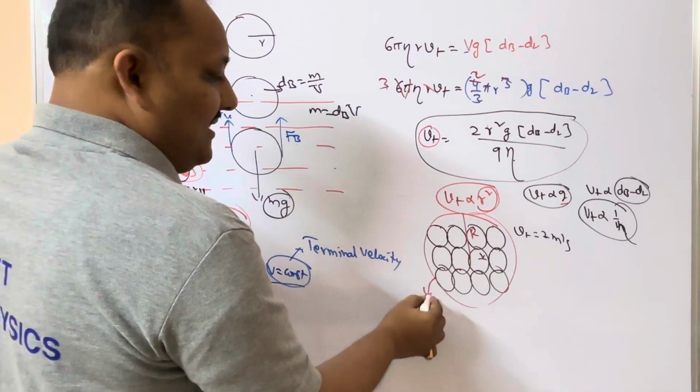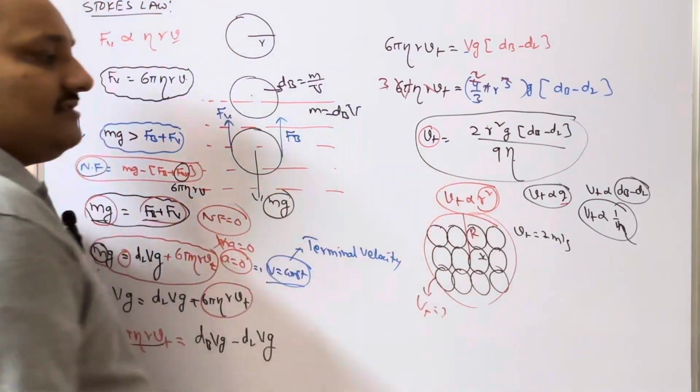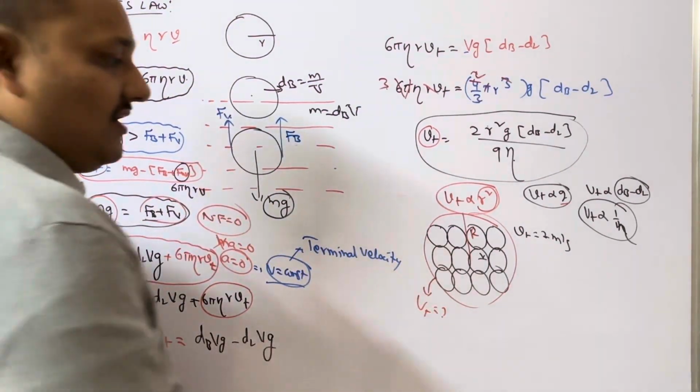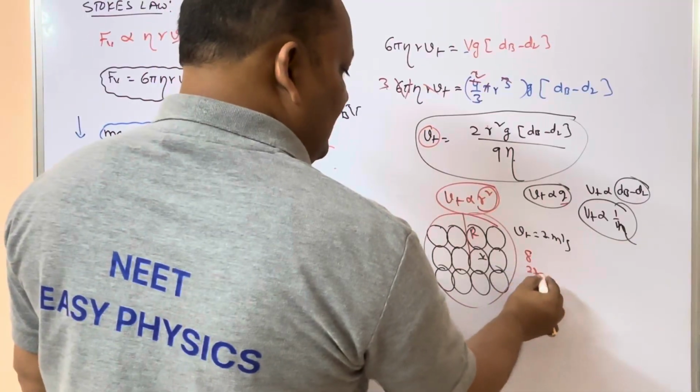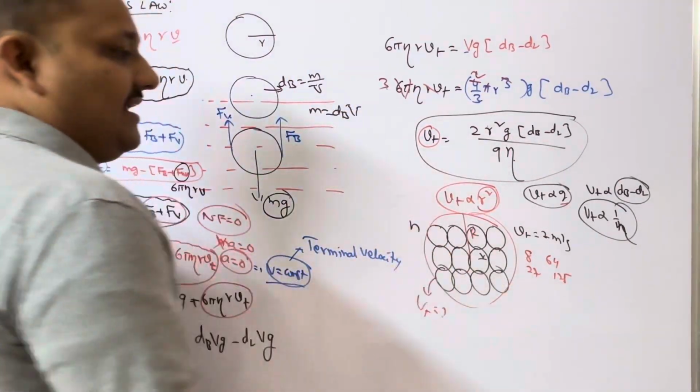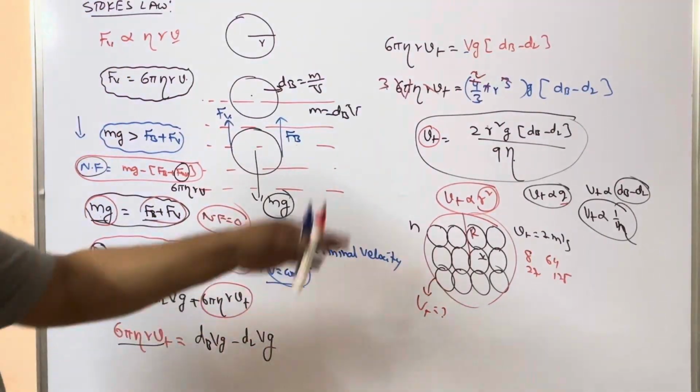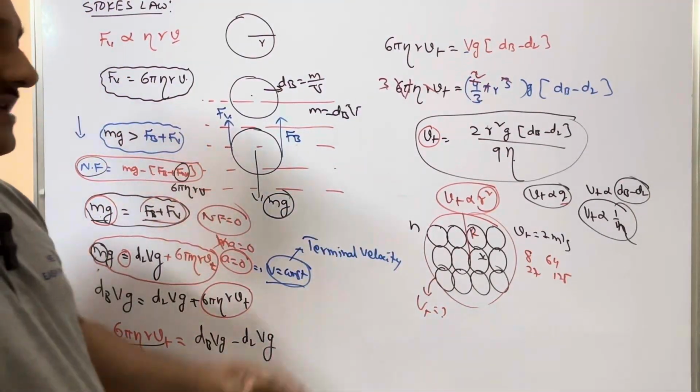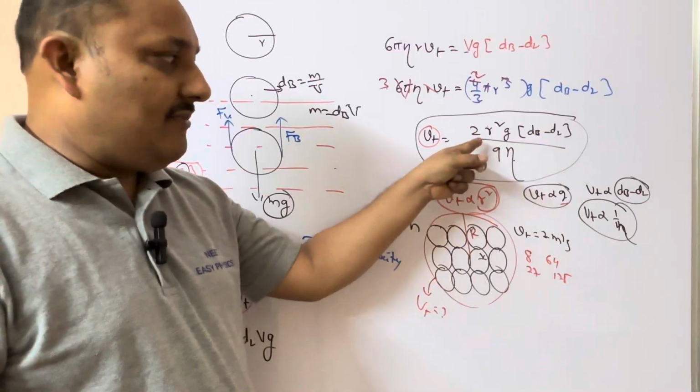Now, what is the terminal velocity of this bigger drop? They will ask if n identical drops are coalescing. So, 8, 27, 64, 125 drops they will give. That is nothing but n identical drops. Then how we will get the formula, we will see. So, all of you should remember this formula mainly.